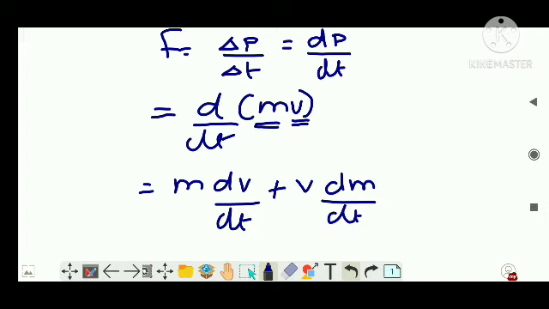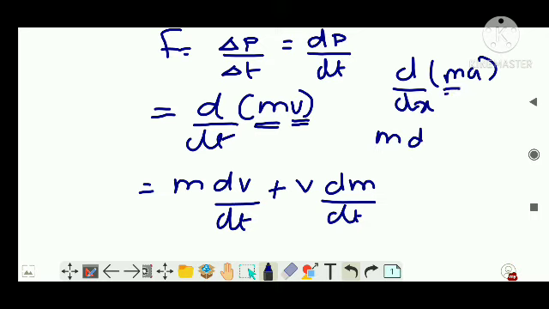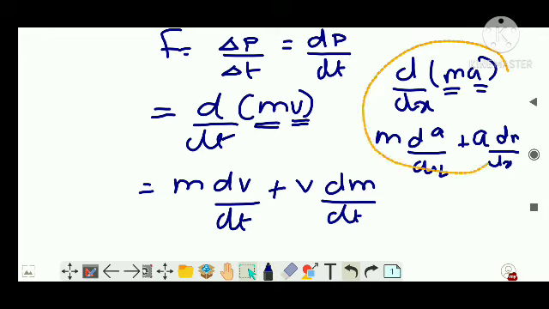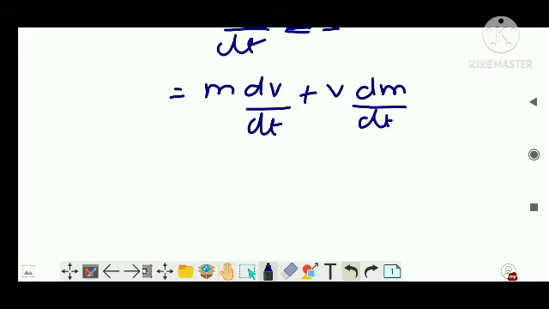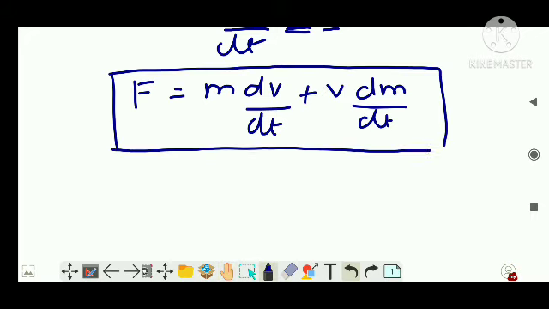Listen to me. For d by dx of m into a, first m is taken as constant, so it becomes m into da by dx, plus then take a as constant, and there is dm by dx. This is known as the product rule of differentiation. If you don't know it, better study it. Now this is actually the best equation for Newton's second law.